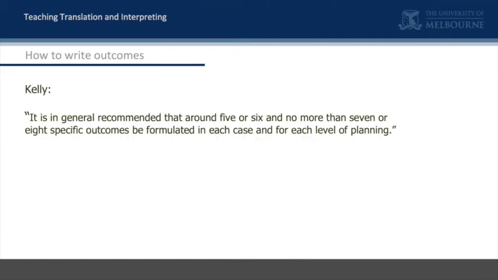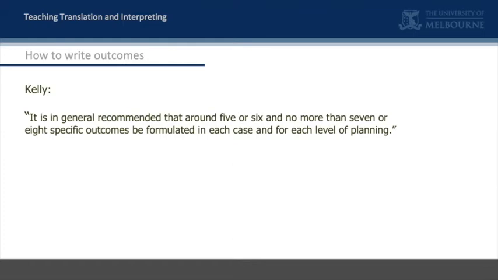How many learning outcomes should you write? Kelly recommends 5, 6, no more than 7 or 8, so it's pretty general, for each level of planning. The recommendation really should be as few as possible so you can focus on what you're doing. If I'm going in to give a 2-hour session, which is lecture plus activity, I don't think I really want more than 2 or 3. And possibly just 1 would keep that lesson really well focused.